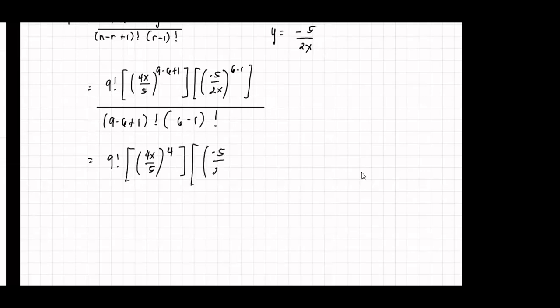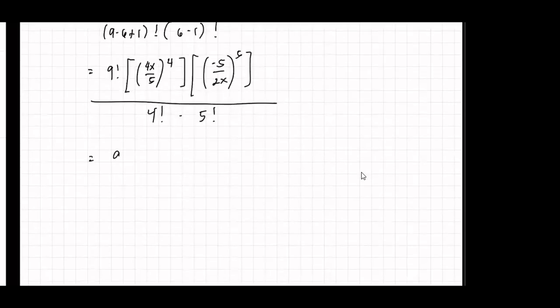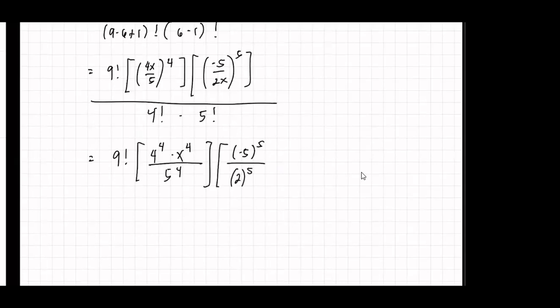So, negative 5 over 2x raised to 5. And then ito will be 9 minus 6 plus 1, which is 4 factorial multiplied by 5 factorial. Okay? Then apply natin yung rule ng exponent sa loob. So we have 4 raised to 4 times x raised to 4 all over 5 raised to 4, negative 5 raised to 5 over 2 raised to 5 tsaka x raised to 5, all over 4 factorial and 5 factorial.